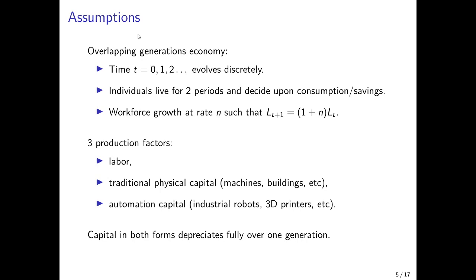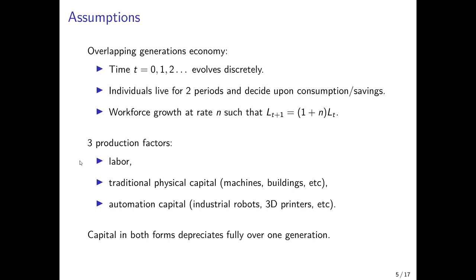Now let's start with the basic assumptions. We again have an overlapping generations economy, so time refers to generations and evolves discretely starting at 0 up to infinity. Individuals again live for 2 time periods, and decide how much they want to consume and save in the first period of life when they earn a wage income on the labor market, and in the second period they live out of their savings that they earned in the first period. The workforce now, in contrast to the baseline version of the model, grows at rate n, such that the cohort in time t plus 1 is larger by a factor of 1 plus n than the cohort that was on the labor market at time t.